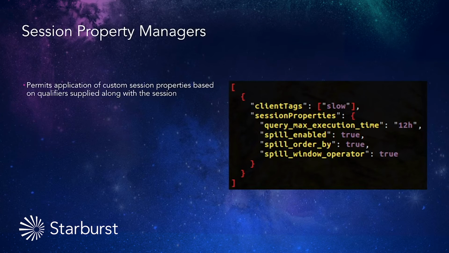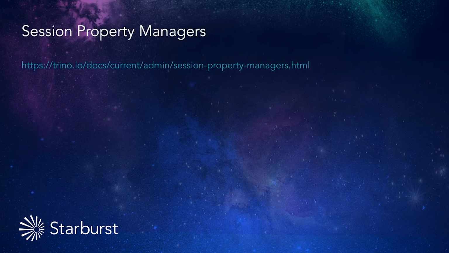And you can see in this example that we have a client tag we supply called slow. These are our longest running queries that get categorized this way. So we'll submit this, and then these session properties get automatically applied, permitting those queries to run longer and spill to disk so that we don't have to worry about them stomping on the memory requirements of shorter but higher memory footprint queries. And the documents related to how to use session property managers are, of course, available on the Trino site. I figured I'd include those for your benefit if you have not evaluated those before.